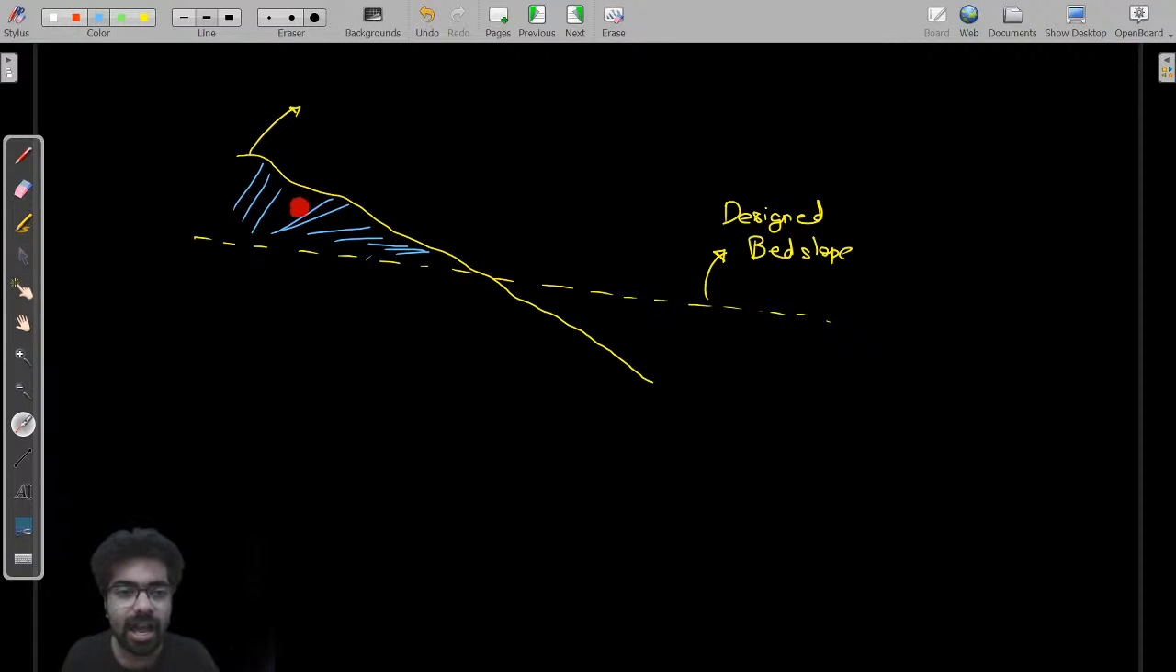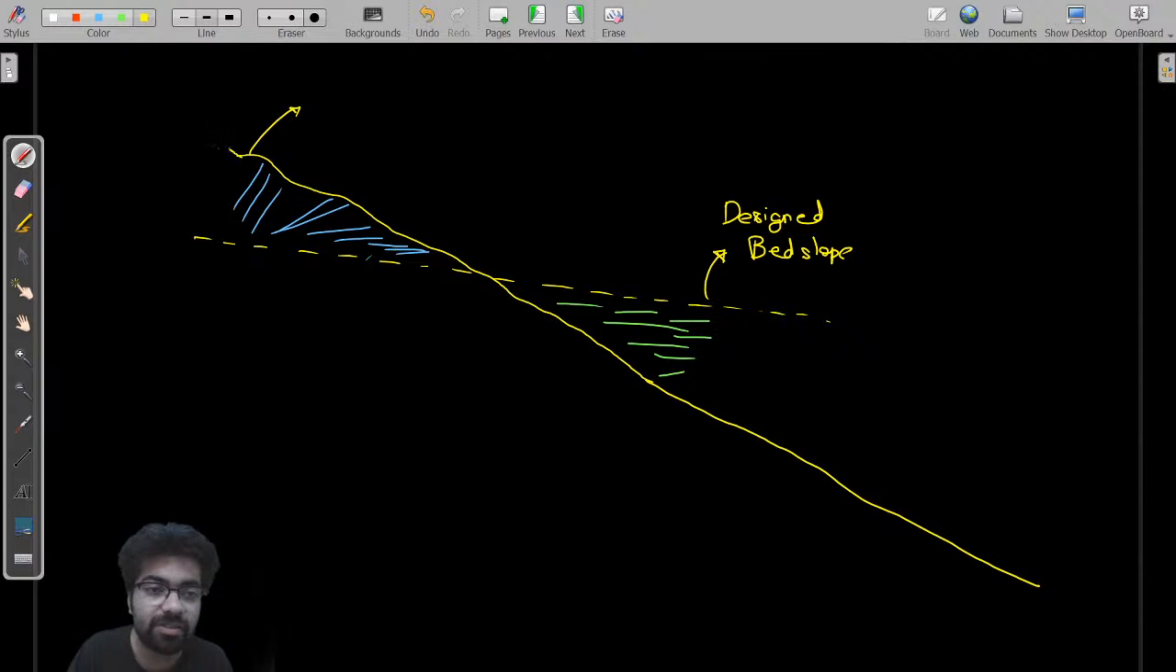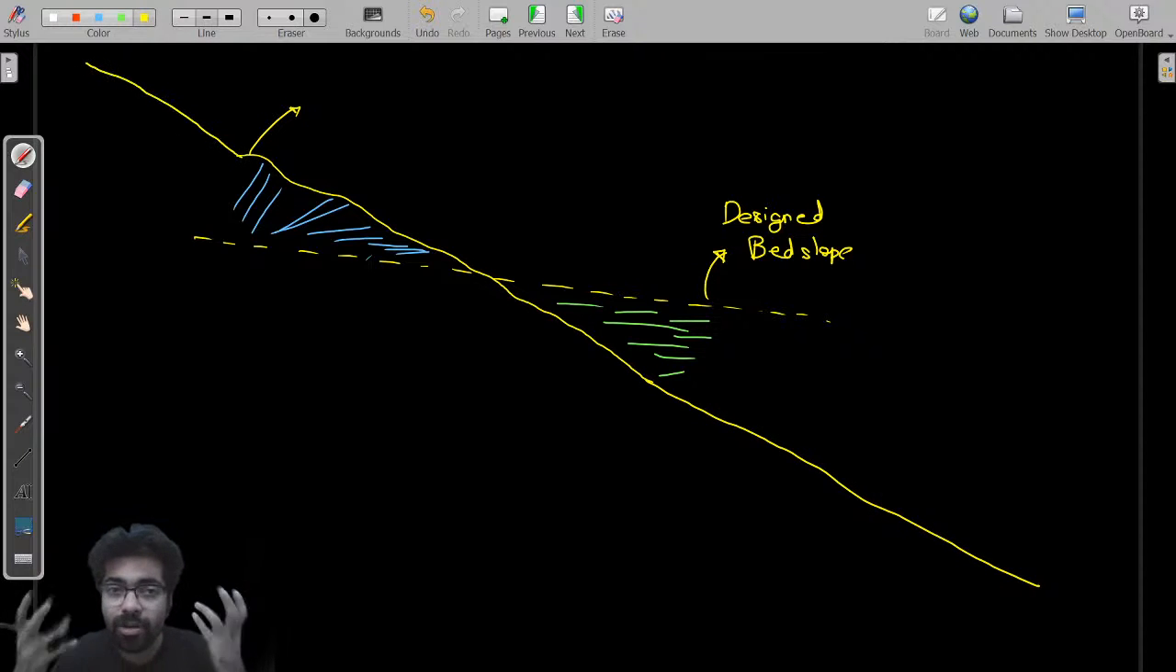Are you getting it? And here, since the bed slope has to come here, you will fill some soil here. So cutting and filling, this is your cutting. You have to excavate a lot of soil and fill it here. But this process of cutting and filling is very huge when you go for long distances, because when you go very far, this difference will go on increasing.